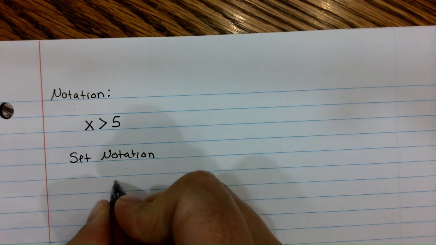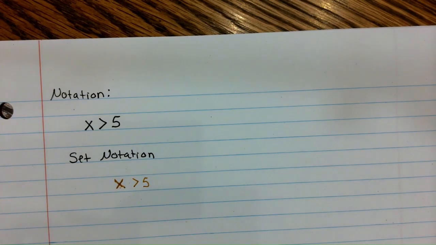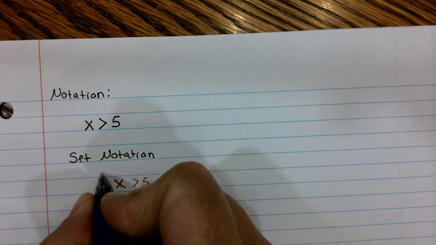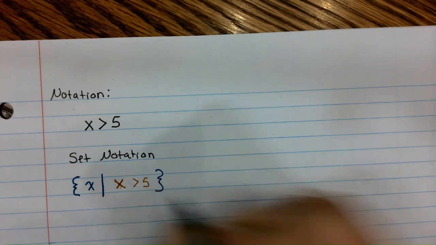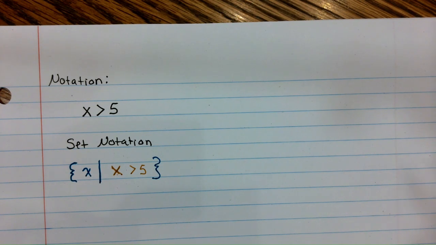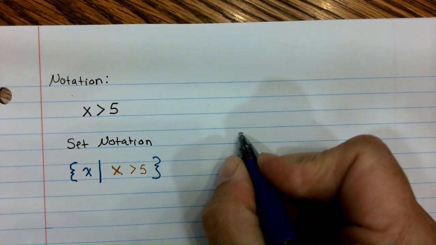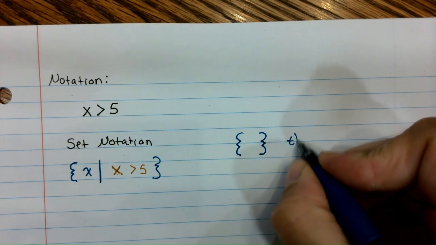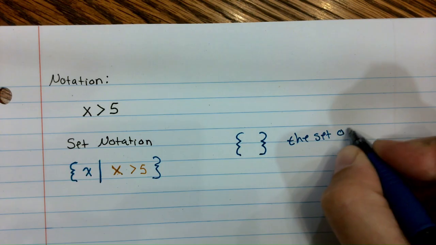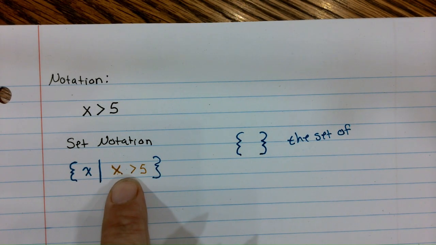So we're still going to include this part where x is greater than 5. But the important part of this is going to be in the extra information that's put in here. Oh, that was not the best brace. So x is greater than 5 shows up in both spots. When we see the braces, it means the set of. Sometimes they'll just give us a list of numbers. In this case, they're giving us an inequality because we have a symbol that's not an equal sign.